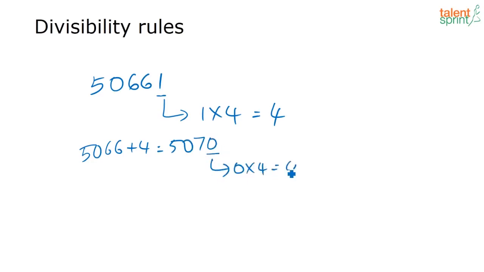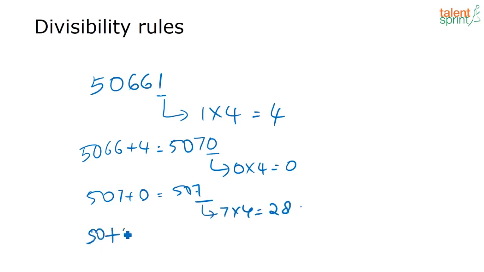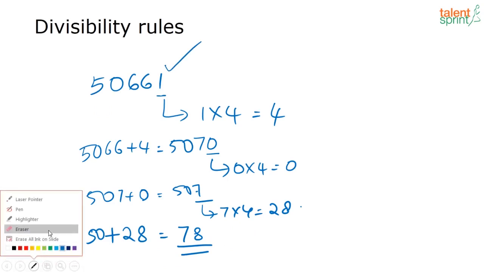Now the last digit is 0. 0 into 4 is equal to 0. So 507 plus 0 is equal to 507. Last digit is 7. So 7 4s are 28. Now 50 plus 28 is going to be 78. This is divisible by 13. So 13 5s are 65, 13 6s are 78. So the number is divisible by 13. Is it clear? Multiply the last digit by 4 and then add the answer to the remaining digits. Keep continuing till you reach a number for which you can say whether it is divisible by 13 or not. So let's move on to the next one.